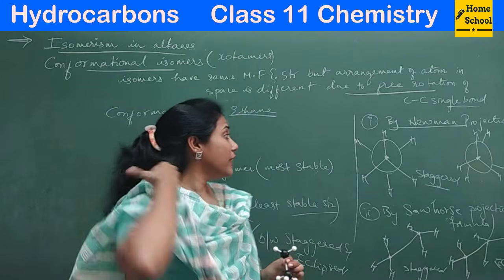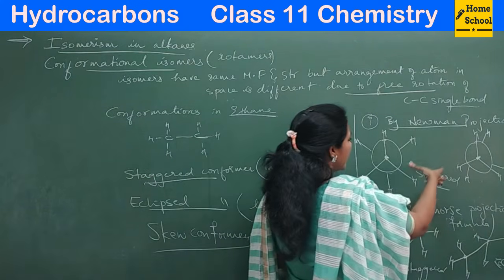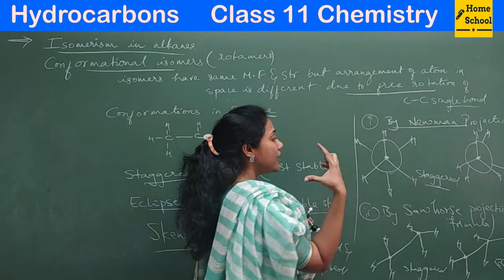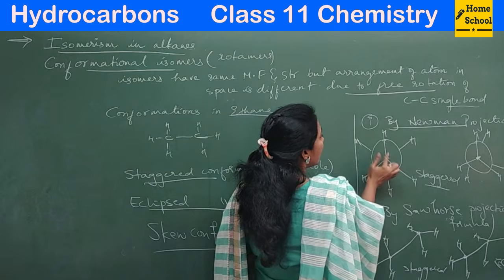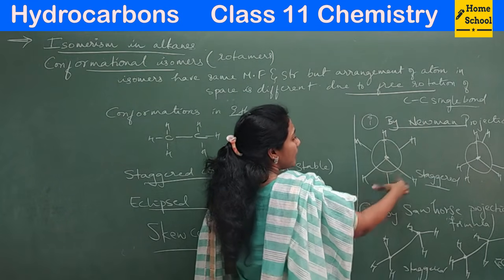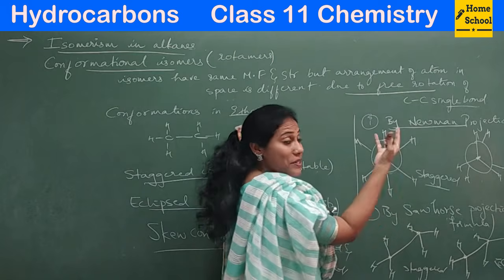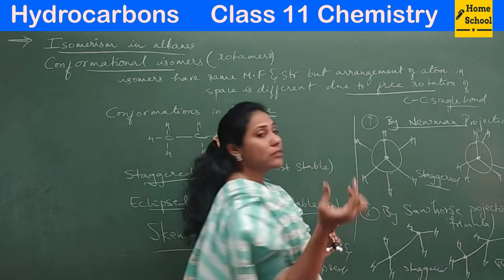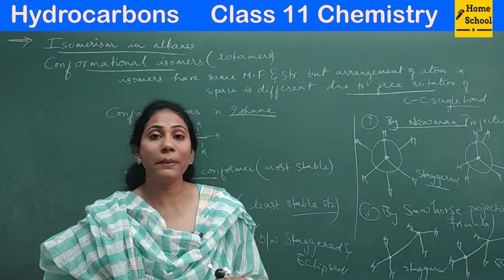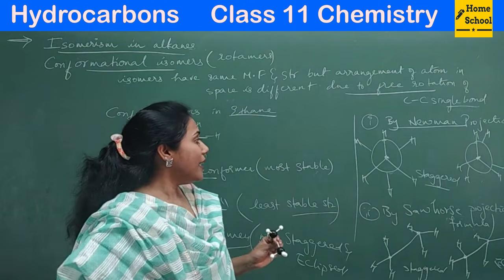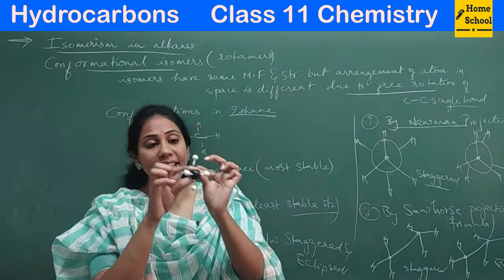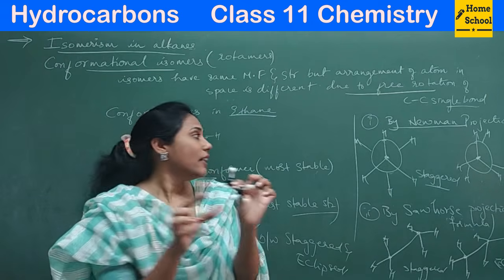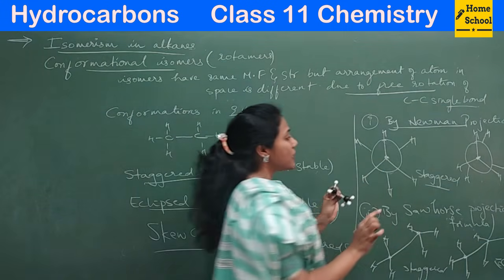Usually the Newman projection formula is very important, and in this you can clearly visualize that the hydrogens of the front carbon and back carbon are far away, so repulsions are minimum and stability is more. And here you can clearly visualize the hydrogen atoms are very near, so stability is very less and repulsions are very high.